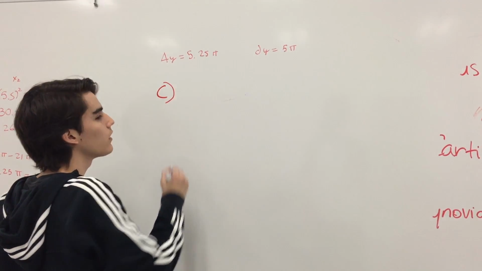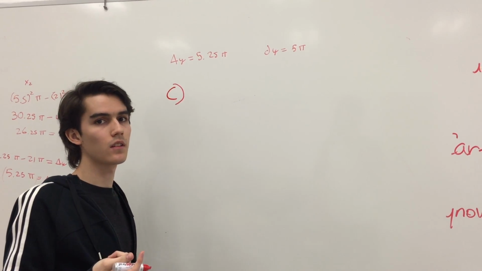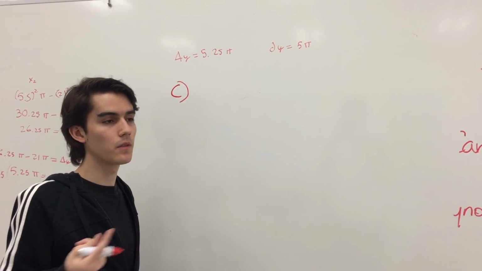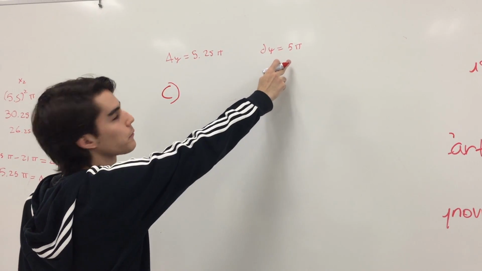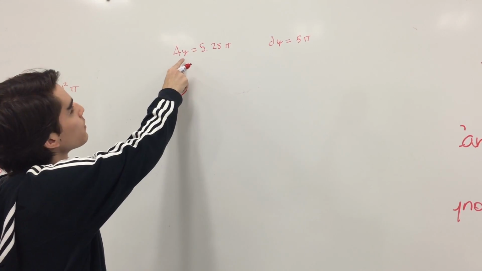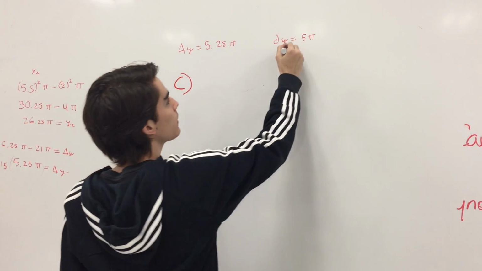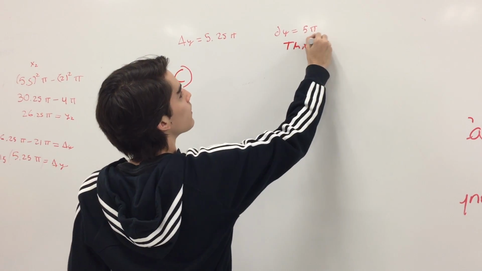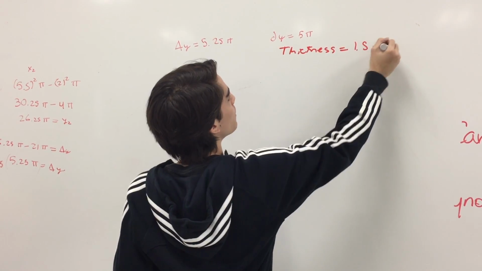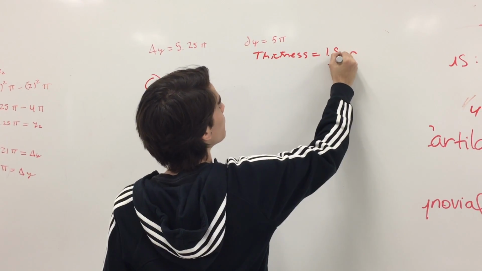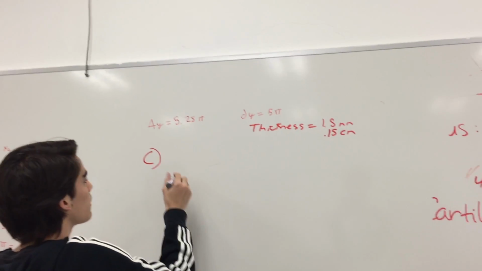Well, now for C, what we will do is calculate the approximate change and the exact change using the differential, which is the dy here. Dy equals 5 pi, and the increment in y, which is 5.25 pi. The thickness equals 1.5 millimeters, which equals 0.15 centimeters.